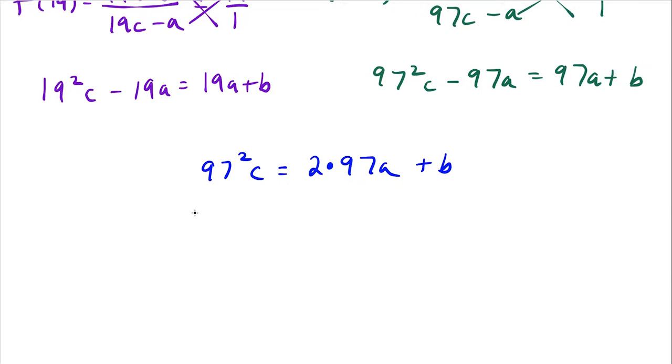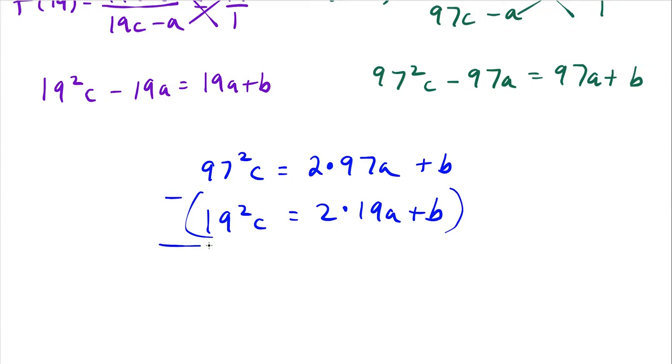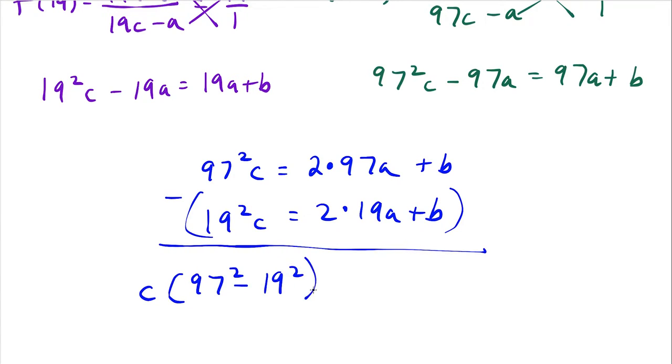And then if we do the same thing with the second equation, we'd have 19 squared c is equal to 2 times 19a plus b. And now we're going to subtract this equation from the top equation. Notice on the left side we could factor out a c, and we have c times 97 squared minus 19 squared. And this is going to be equal to, when we subtract on the right side, b minus b cancels. We could factor out a 2a, and we're going to be left with 97 minus 19.